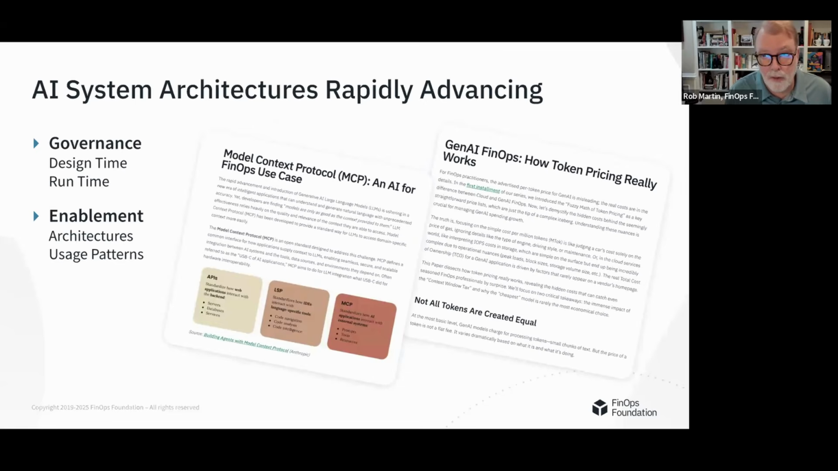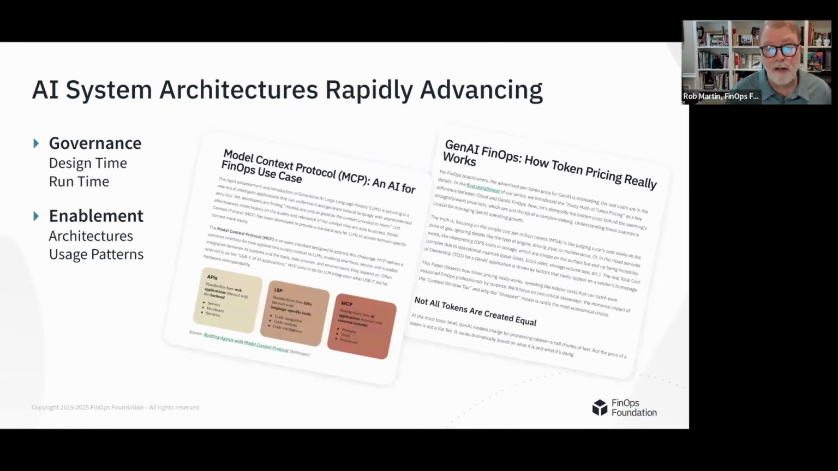What we're trying to do in the working group, again, is to identify topics that are concerning or challenging to different organizations. Josh and David recently released the GenAI FinOps paper on how token pricing really works. That's gotten a lot of visits on the website, so hopefully that has been useful to you.